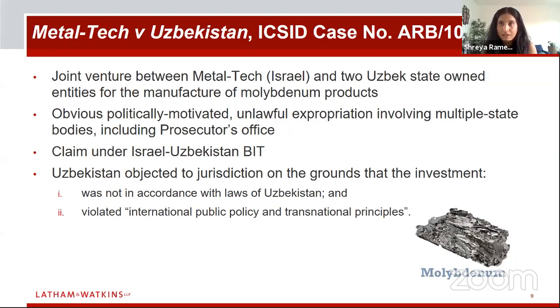Metaltech, which is the Israeli foreign investor, filed a claim in ICSID arbitration to argue that the acquisition of the assets of the JV company violated the terms of the Israel-Uzbekistan BIT, and they made a number of arguments supporting that contention. Uzbekistan naturally objected to the jurisdiction of the ICSID tribunal on the basis that the investment was not made in accordance with the laws of Uzbekistan and was therefore not an investment which was protected under the BIT.